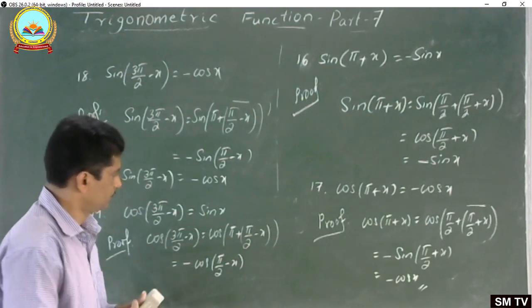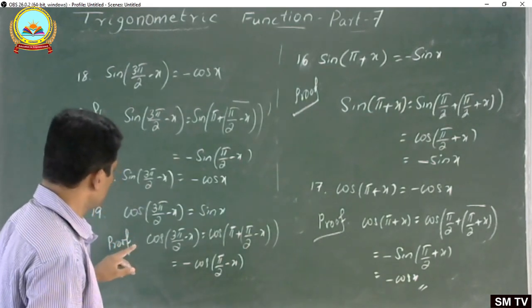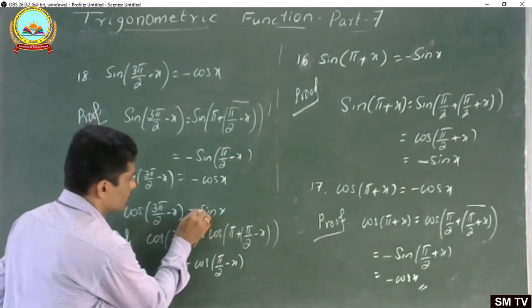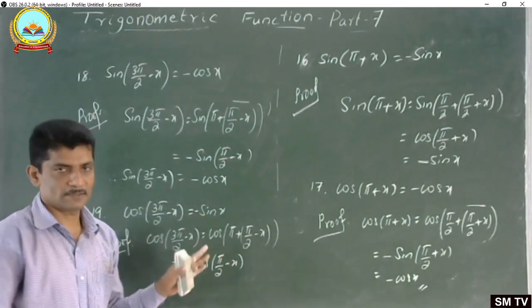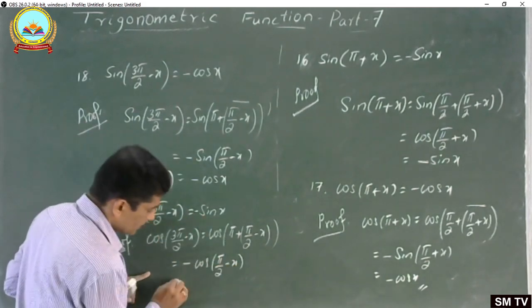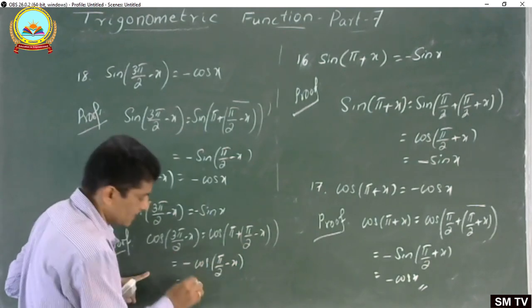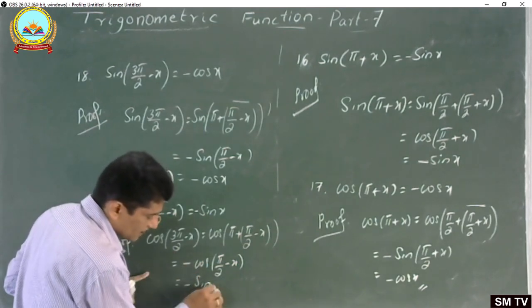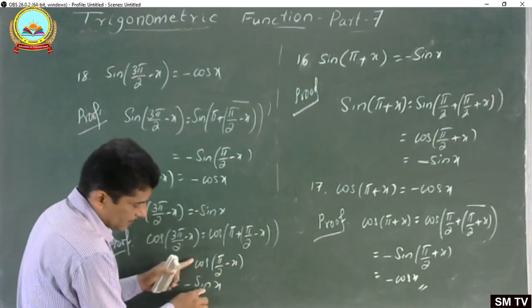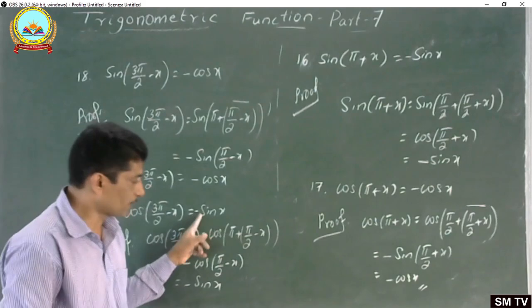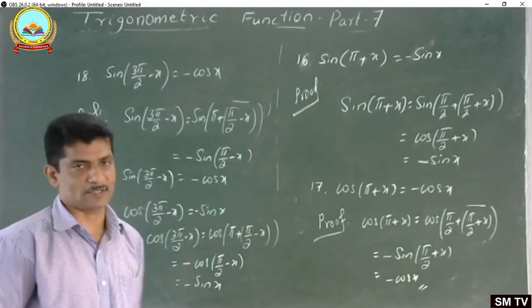One minute. Yes, the 3 pi by 2 minus x value. This value is also minus sin x. And its value is equal to minus cos of pi by 2 minus x, which means minus sin x. Cos of pi by 2 minus x means sin x, into minus 1 means minus sin x. This value is minus sin x, not plus cos.